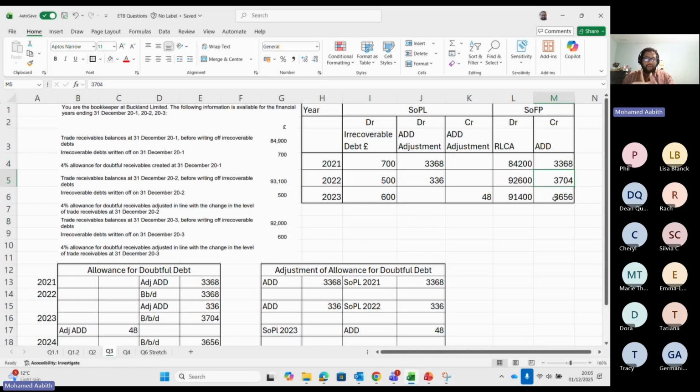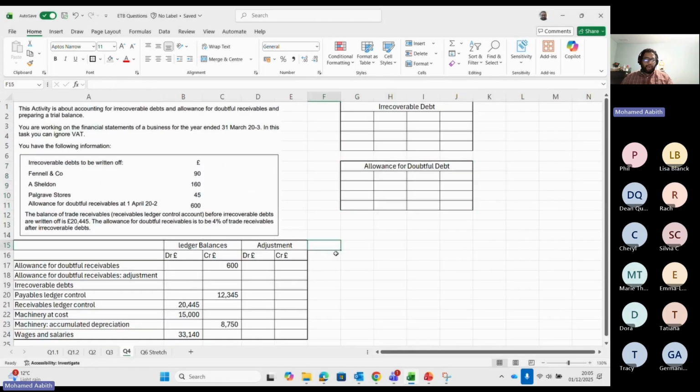You have to be very careful. When you see these numbers, it fluctuates depending on the business requirement. So that's a very good question to look into. Now let's look at one more question before we call it a day.